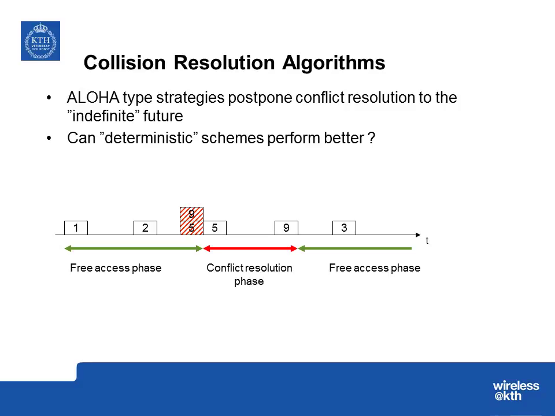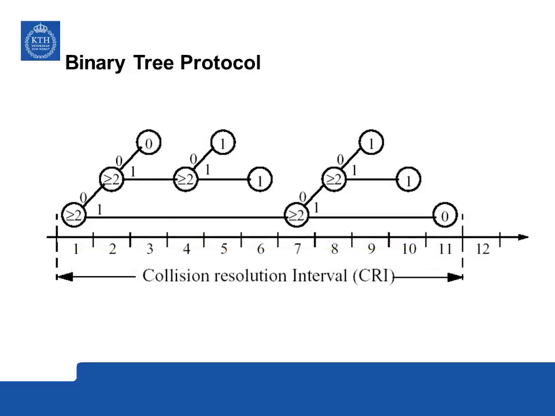A key question is what happens if we have large sets of stations. Then the simple TDMA solution doesn't work, particularly if we have infinite amounts of potential transmitting stations. So we need to find other solutions. A way to organize the systematic resolution of a conflict is the binary tree protocol.